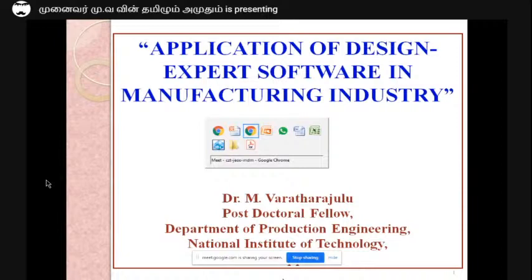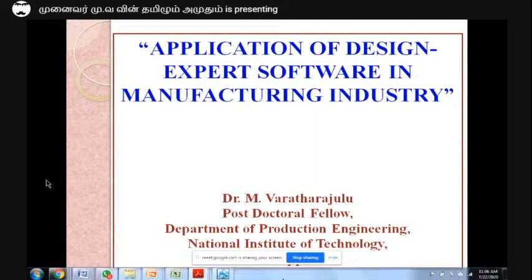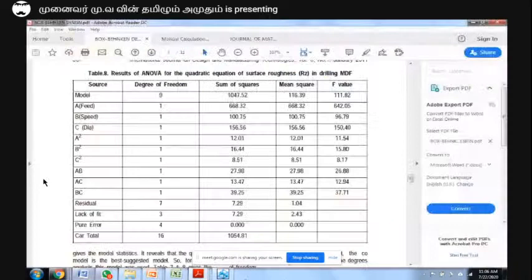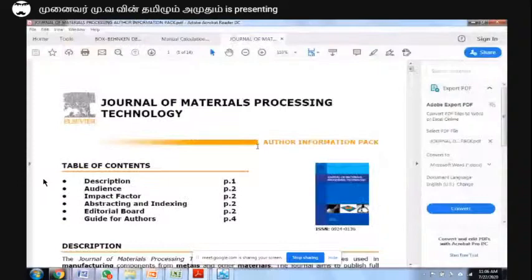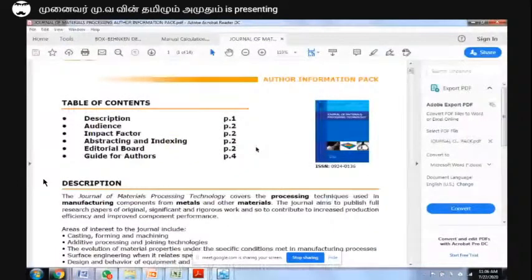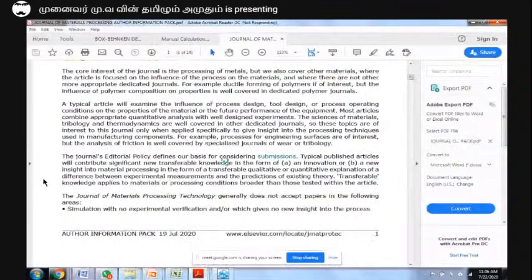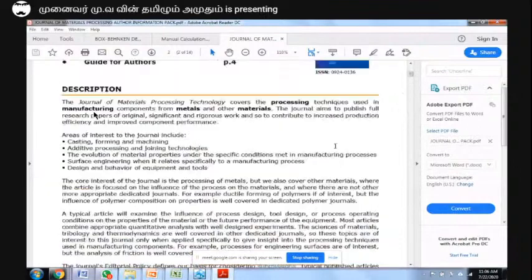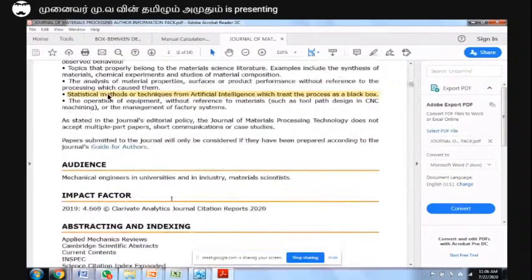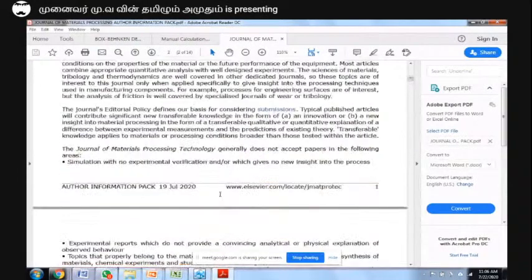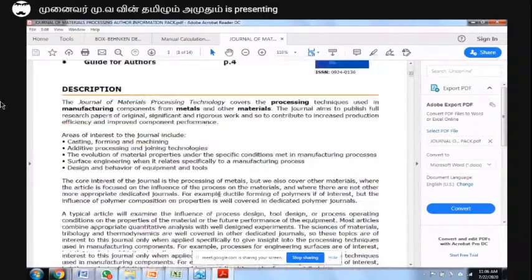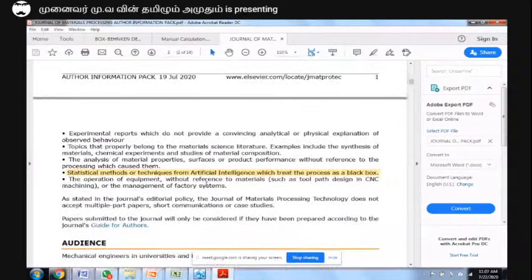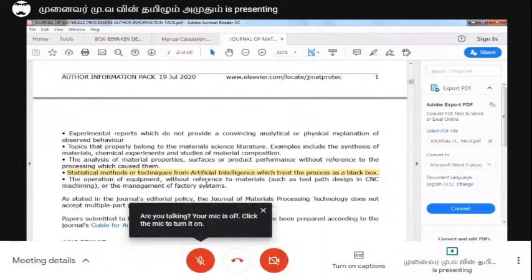Considering one particular journal, the Journal of Materials Processing Technology, on the second page itself, the editor states a statistical method or technique from artificial intelligence which treats the process as a black box. This journal has around a 4.6 impact factor and is indexed in SCI.